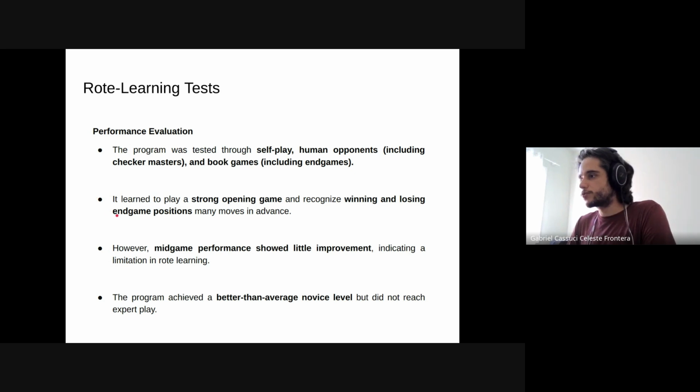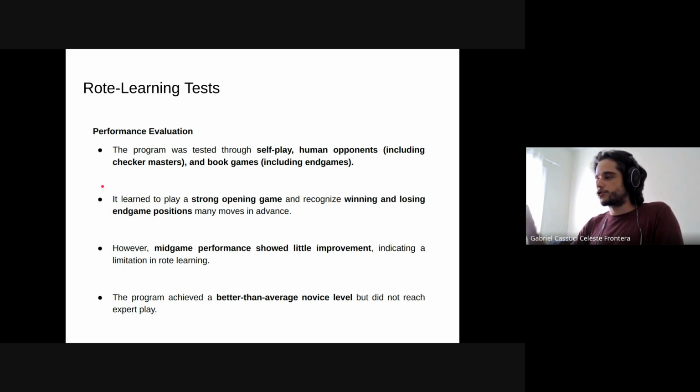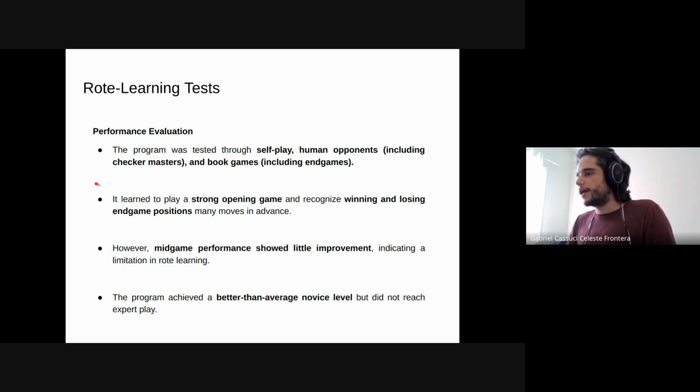An important conclusion was that it learned a strong opening game and recognized winning and losing endgame positions many moves in advance. However, mid-game performance showed little improvement, indicating a limitation in rote learning. So the program achieved better than average novice level, but did not reach expert play. It's pretty interesting that it learned a strong opening, because I think it highlights the importance of simulating deeper positions and avoiding greedy optimization of some plays, and also showcases the importance of the learning polynomial.